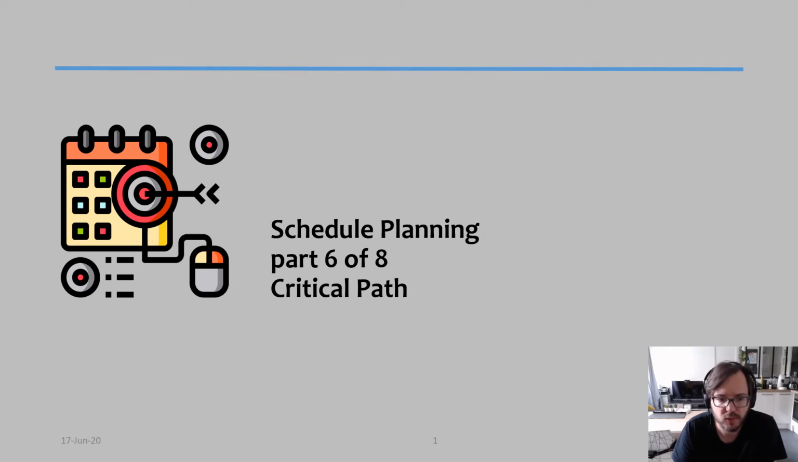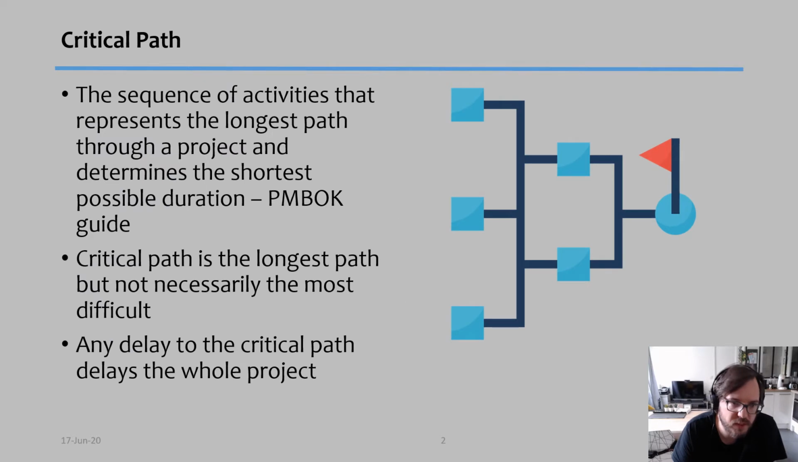Hello everyone, so in this video I'm going to talk about critical path. The critical path in a network diagram is the sequence of activities that represents the longest path through the project. And because it represents the longest path, it also determines the shortest possible duration of the project.